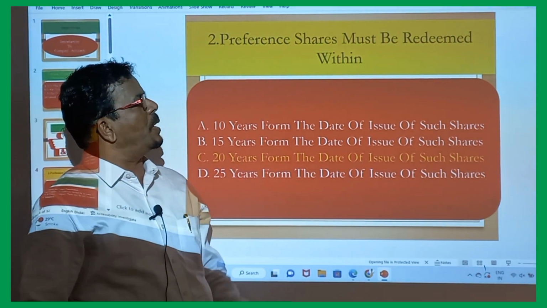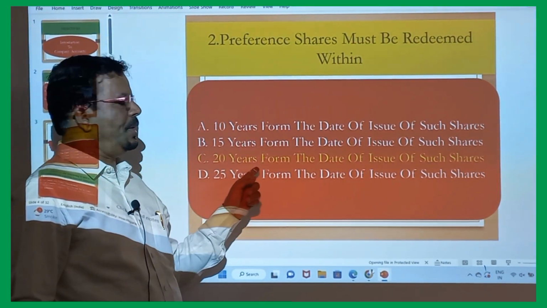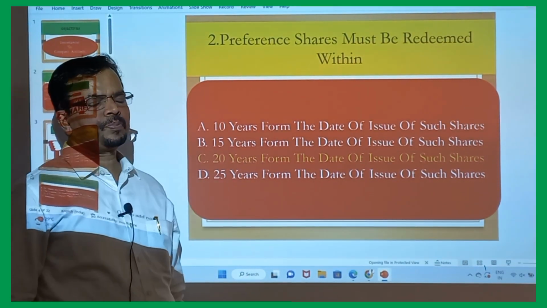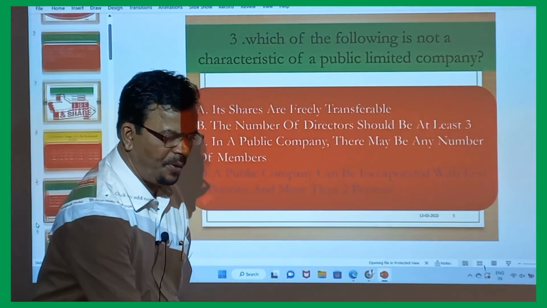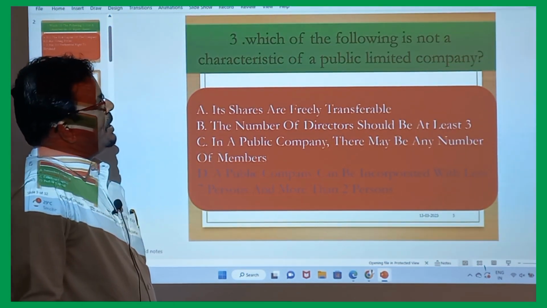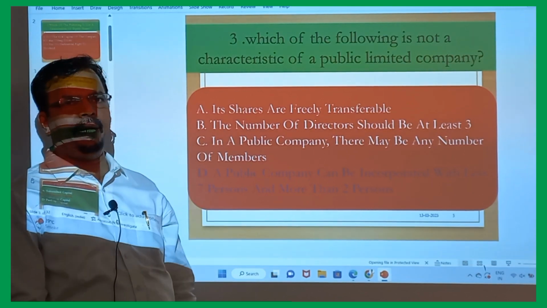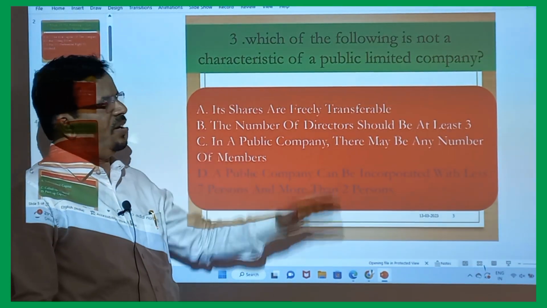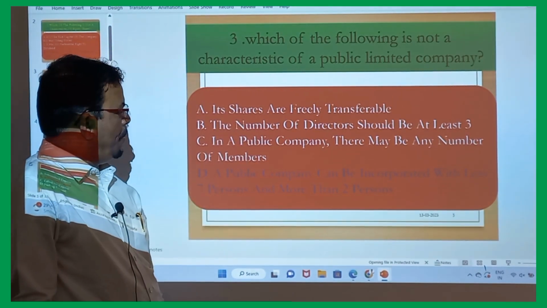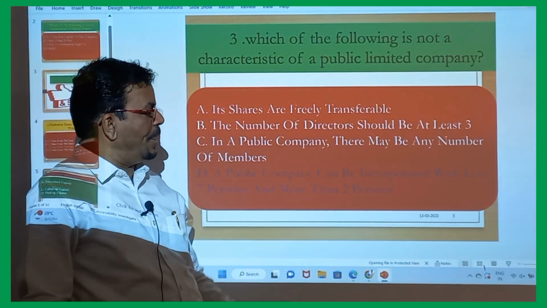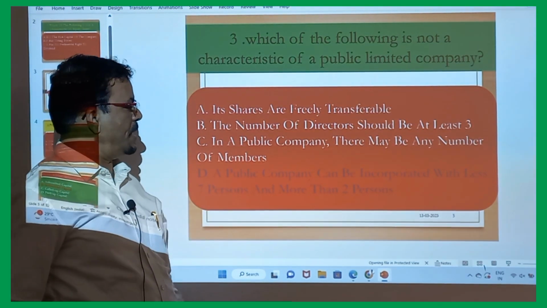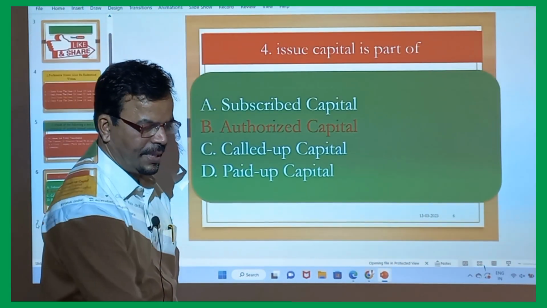Second, preference shares must be redeemed within 20 years. This is a very important legal provision for the redemption of preference shares. Which of the following is not a characteristic of a public limited company? We know there are different types of company. From this, there is one company, the public company. A public company can be incorporated with a minimum of 7 and a maximum of 2%.